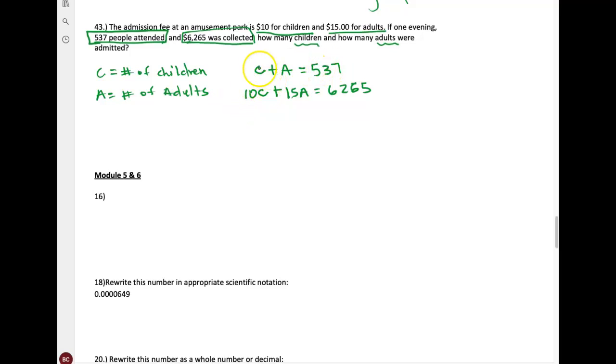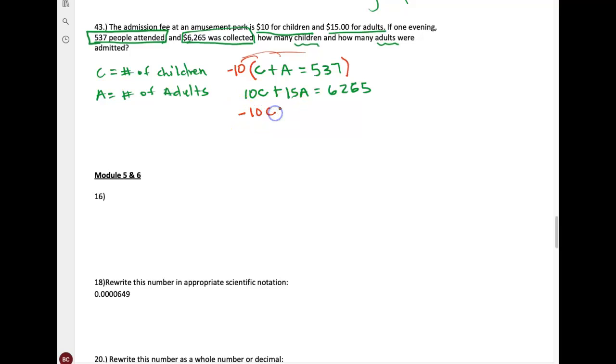So I'm going to use elimination since I already have my C's lined up, my A's lined up, and my whole numbers are on the other side. So in order to eliminate this, I'm going to eliminate the children here first. So that means I need to multiply this top one by negative 10, right? Because if I have negative 10C plus 10C, that will eliminate that variable of C. All right, but I'm going to distribute this through and put it underneath here.